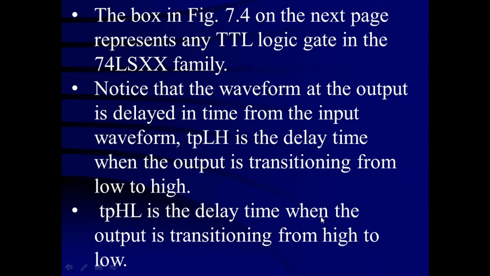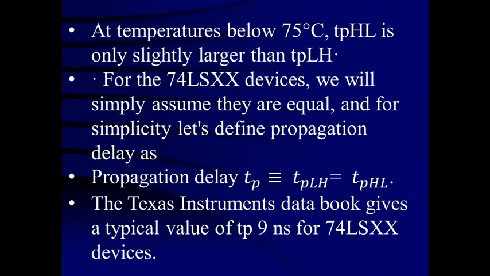The box in figure 7.4 on the next page represents any TTL logic gate in the 74LS XX family. Notice that the waveform at the output is delayed in time from the input waveform. TPLH is the delay time when the output is transitioning from low to high. TPHL is the delay time when the output is transitioning from high to low. At temperatures below 75 degrees Celsius, TPHL is only slightly larger than TPLH. That means the fall time is slightly larger than the rise time.